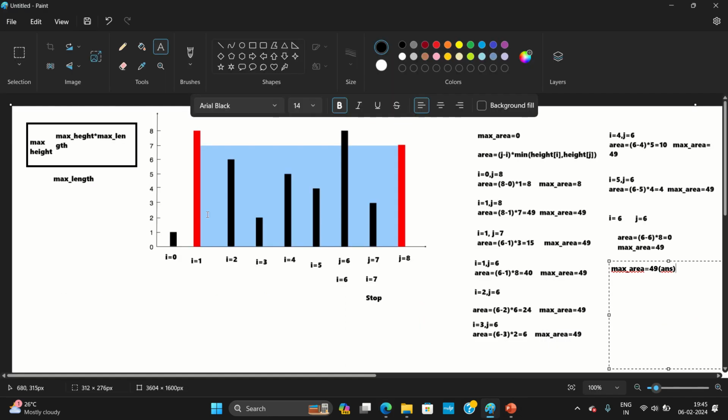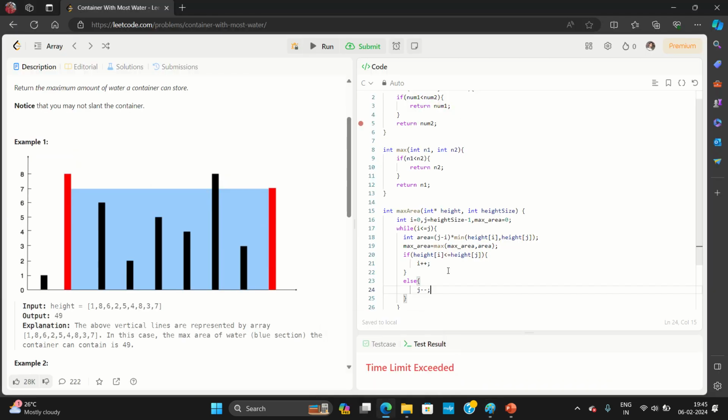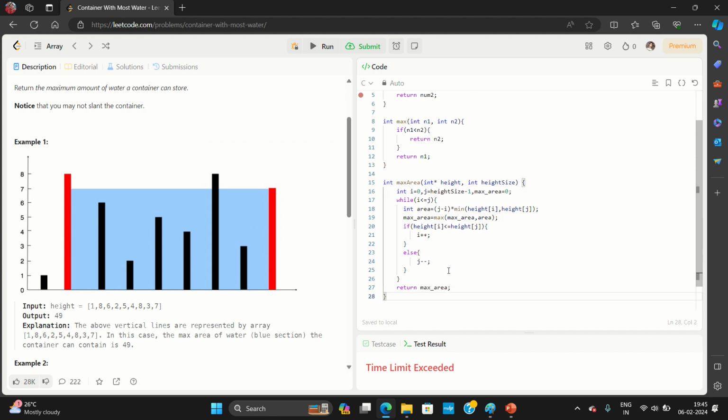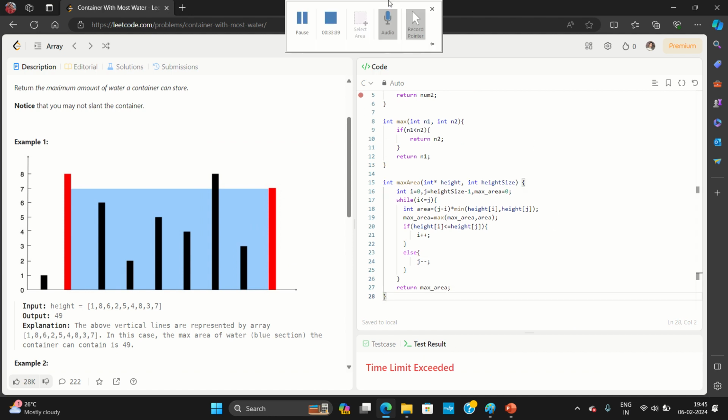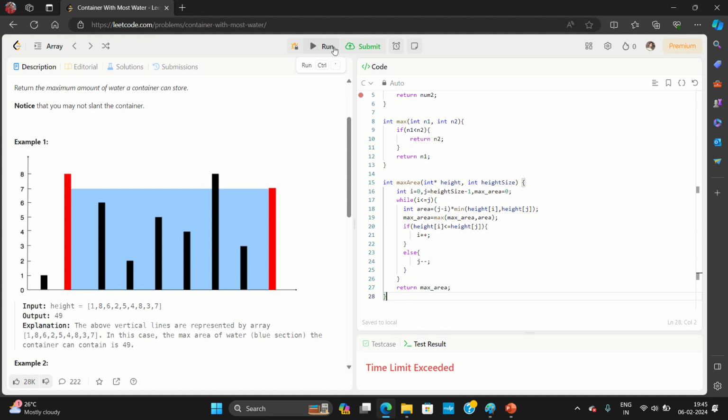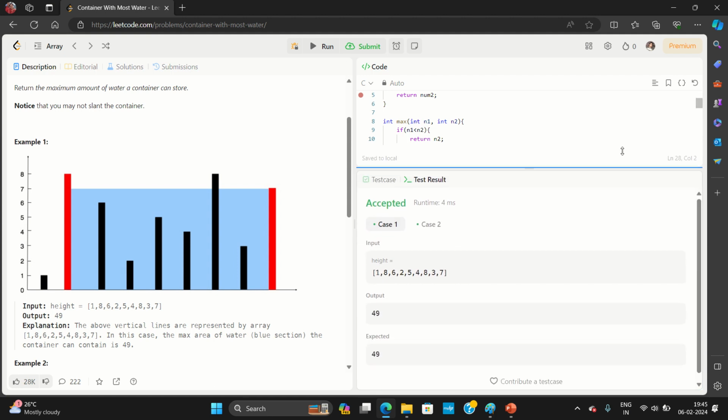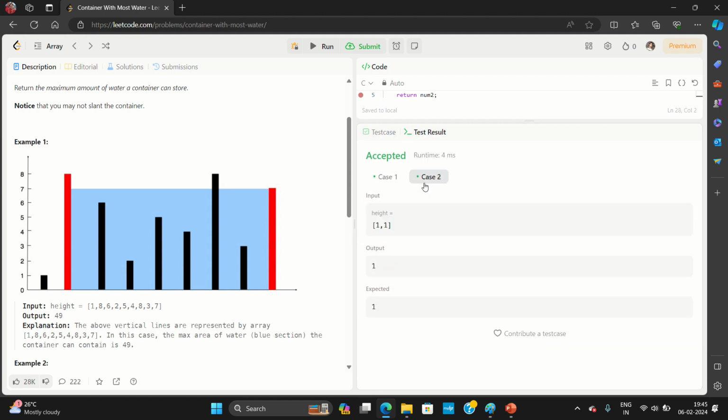What are we doing here actually? We are doing this part, right? After finding out the area, the pointer having a lesser height tries to find a better height. That point we were missing in the code. That is why it was giving an infinite loop. In this situation, I hope everything is correct and it should pass. Yeah, so this solution is accepted for the example test cases at least.